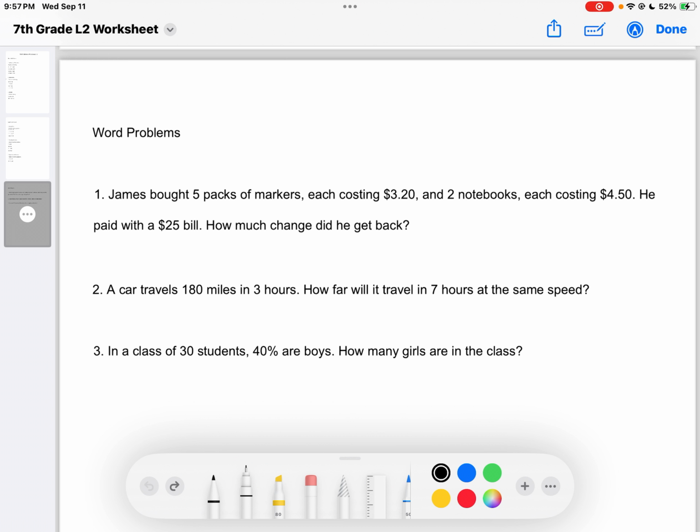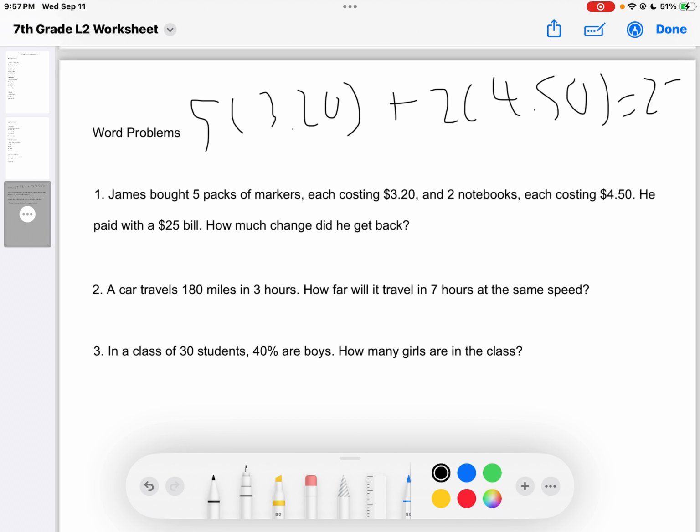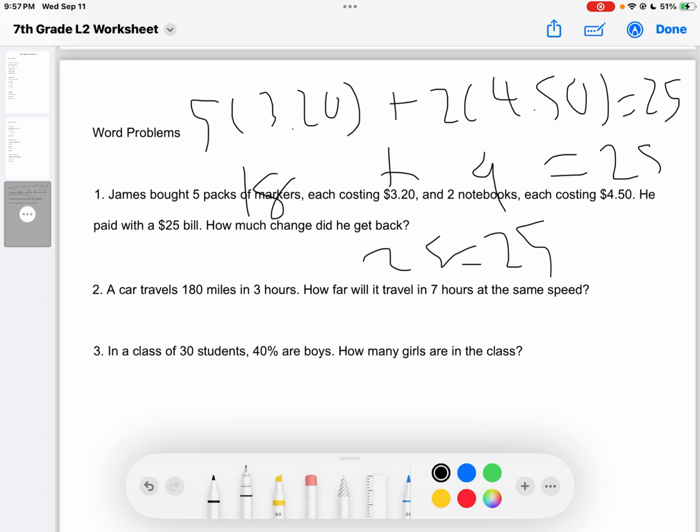So, James bought 5 packs of markers, each costing $3.20, and 2 notebooks, each costing $4.50. He paid with a $25 bill. How much change did he get back? Always write an equation in word problems. 5 times $3.20 plus he bought 2 notebooks for $4.50, and he paid with a $25 bill. 5 times 3.20 is 16 plus 2 times $4.50 is 9 equals 25. 16 plus 9 is 25 equals 25. So he'll be getting 0 change.